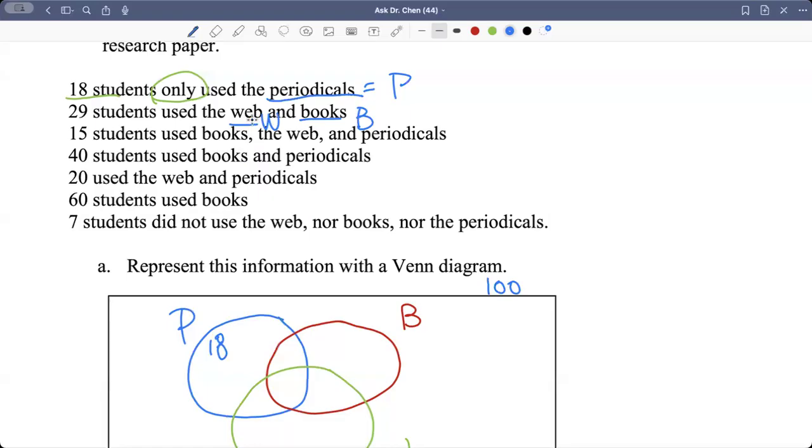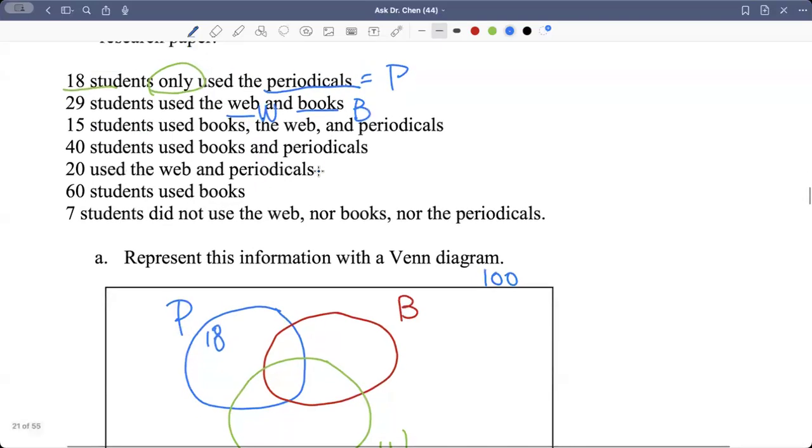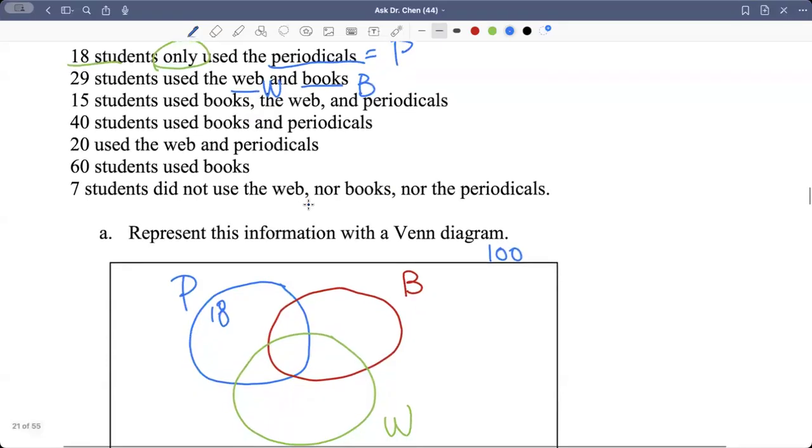29 students use the web and books. So how do we do that? Let's do that later, because we don't know how many are in the web only, but we do know the intersection of web and B. We know the total 29 here, but this has 2 parts. Maybe some people use all 3 of them. So let's find out how many people use 3 of them. 15 students use the books, the web, and the periodicals. So let's use a black color. 15 students used all 3.